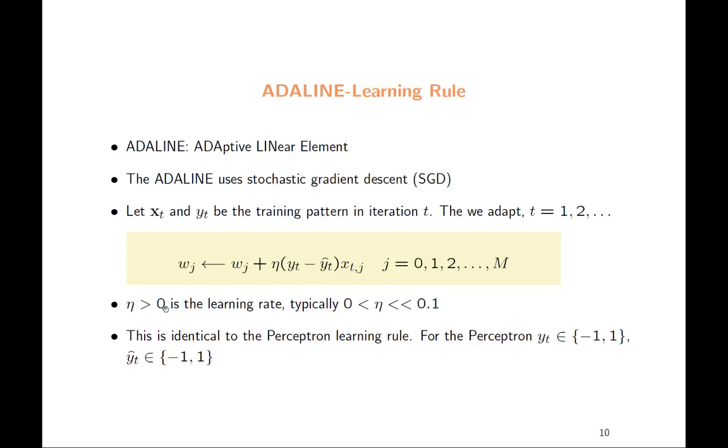Again, eta is a learning rate, typically a small number, and formally it looks like it's the same as the one version of the perceptron learning rule, the one I introduced in the appendix. But of course, here the y hat is the weighted sum of the inputs, while in the perceptron it was after we applied the threshold function.